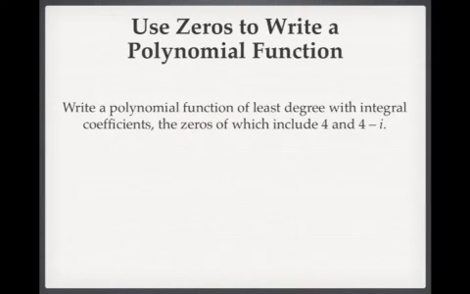And here is an example that is going to be long and tedious. I apologize for that, but that's how it's going to be. So use zeros to write a polynomial function. We're writing a polynomial function of least degree with integral coefficients. Integral coefficients just means they need to be integers. The zeros of which include 4 and 4 minus i. So if we know that 4 is a zero and 4 minus i is a zero, then we know that because they come in pairs, 4 plus i must be a zero also.